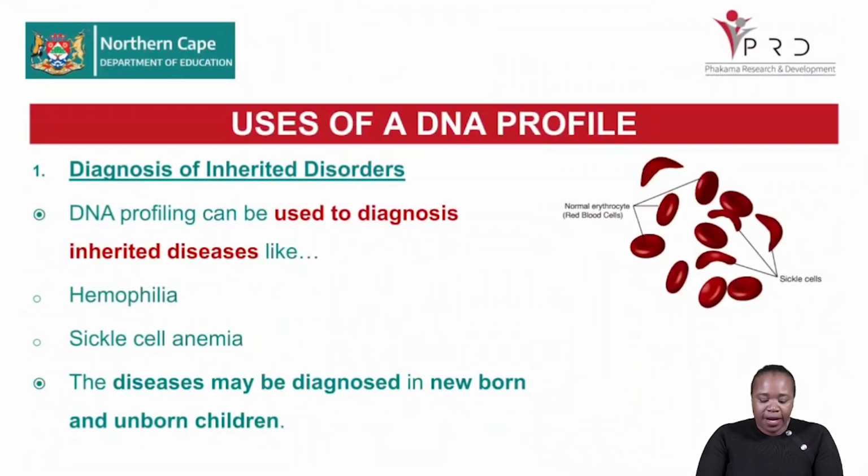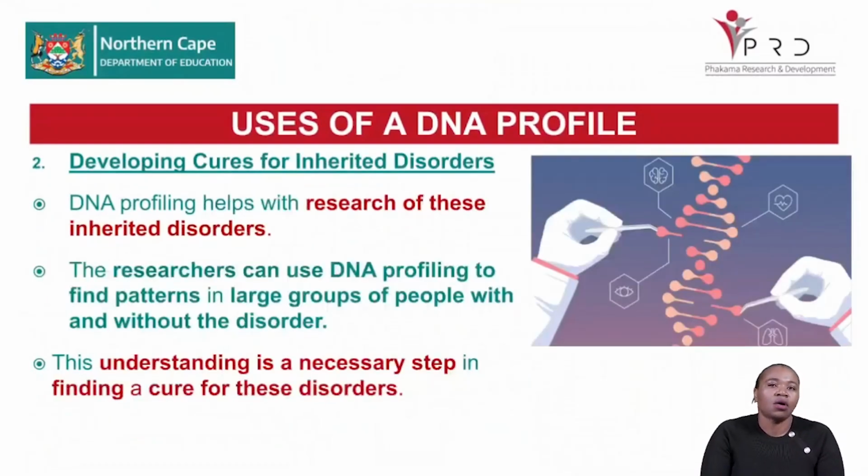So DNA profiling can be used to diagnose disorders such as hemophilia and sickle cell anemia, right? The diseases may be diagnosed in newborns as well as in unborn children. It can be a bit complicated when we're looking at identification in unborn children, but it is still possible.